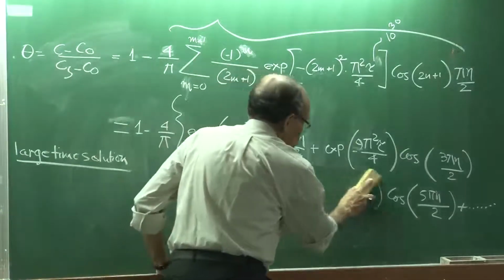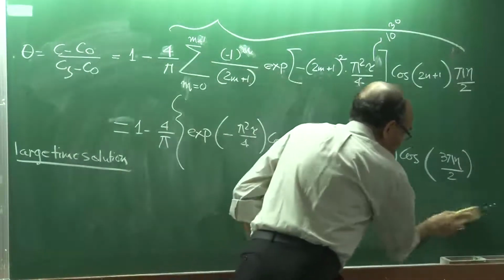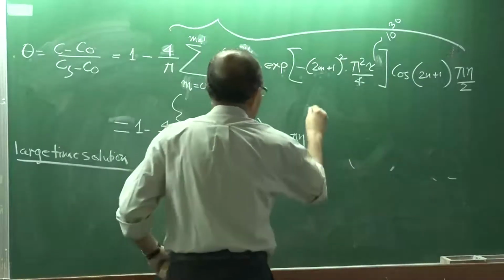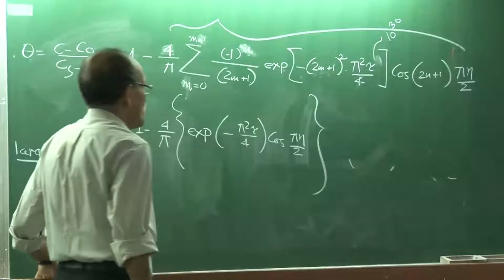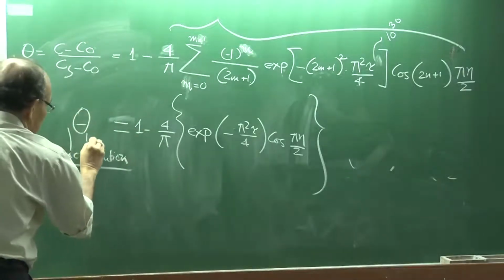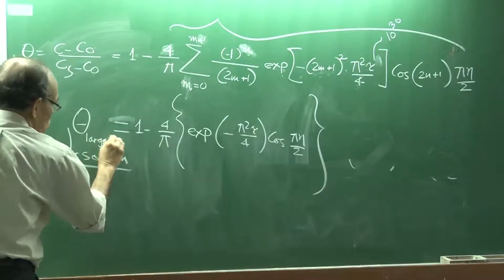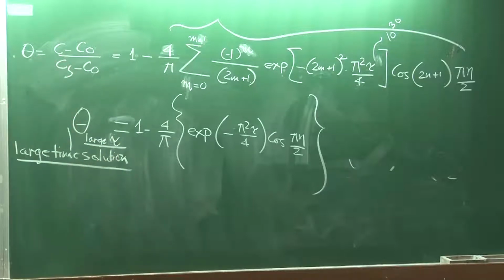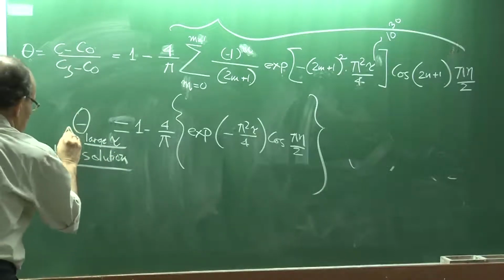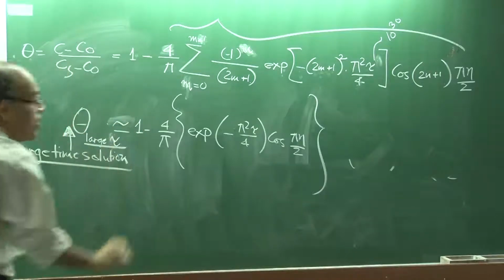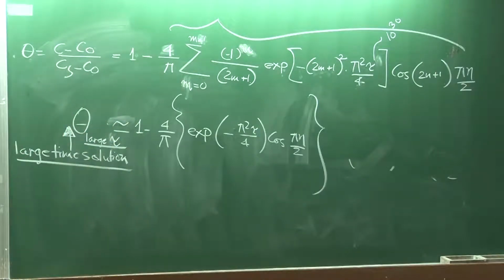So for the large time solution, to make my life simple, I will not write it again, and I can just erase it and say that this represents my large time solution. That's what it is. Theta for large T or large tau. That is the solution. I have just thrown away the other terms, and this I will represent as approximately equal because I have considered that.